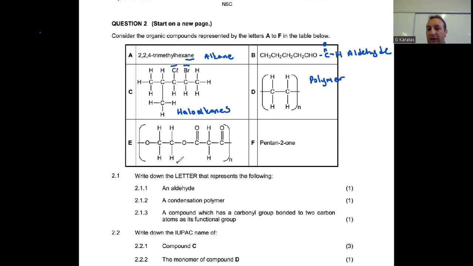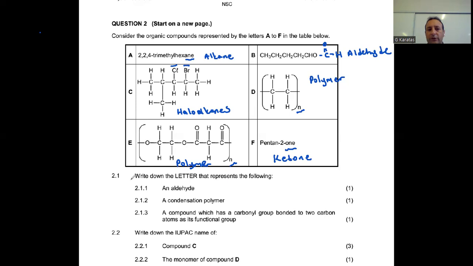Compound E is also a polymer. Polymers are organic compounds which have repeating structures. Look here, it states n. That means we have n number of these molecules repeating each other. But as I mentioned, polymers are not in the syllabus anymore, so we don't need to worry about the polymers. When we come to compound F, it ends with one, so this compound belongs to ketones. So here we have all these compounds.